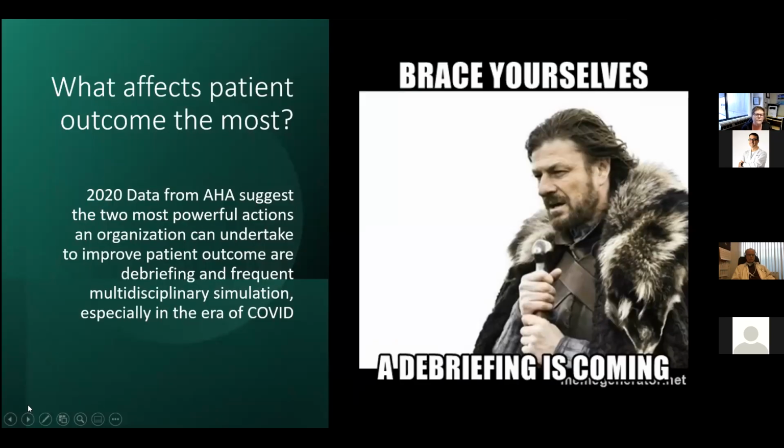So what affects our patients' outcome the most? 2020 data from the American Heart Association suggests that the two most powerful actions that an organization can undertake to improve outcome are debriefing and multidisciplinary simulation. And I think this really has been heightened in the era of COVID and a protected code blue.